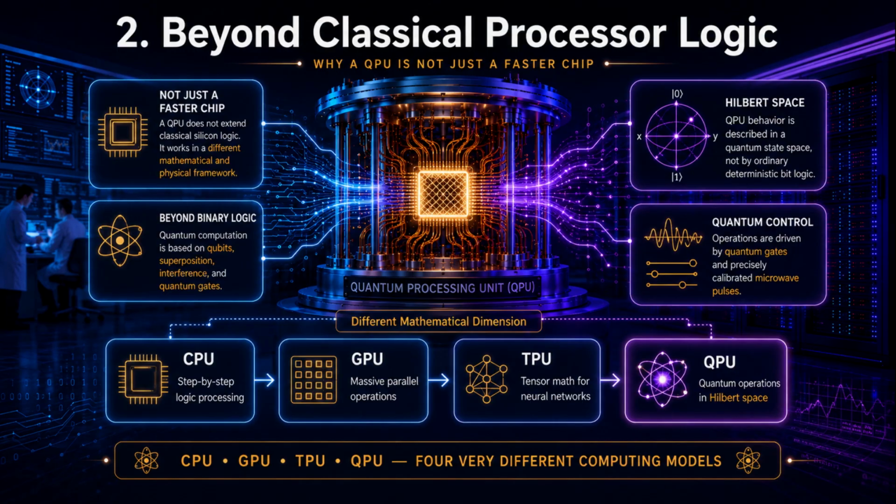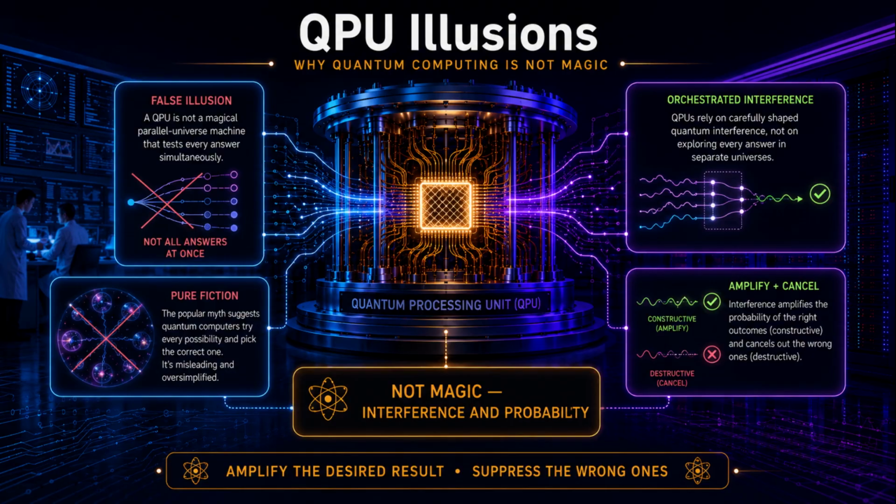Its operations are realized through complex quantum gates and microwave pulses, not traditional silicon logic. We also need to correct a very pervasive, highly inaccurate illusion. A QPU does not act as some parallel universe machine that magically tests all possible answers at the exact same time. That is pure fiction. As Schneppat clearly points out, it relies on carefully orchestrated interference. It amplifies the likelihood of desired results while canceling out the incorrect ones.